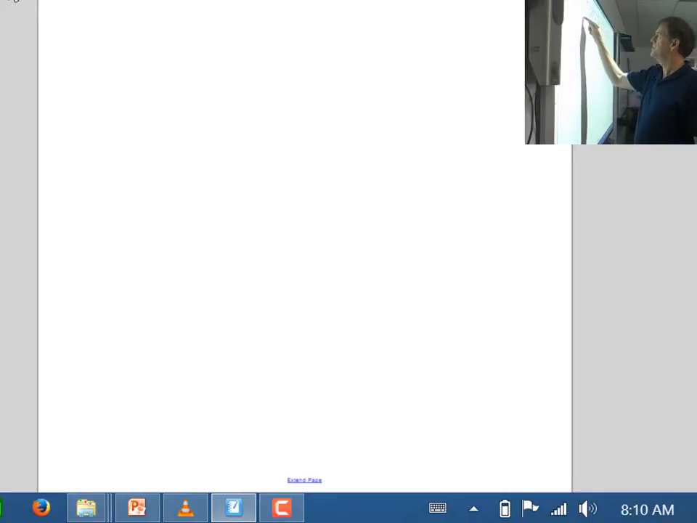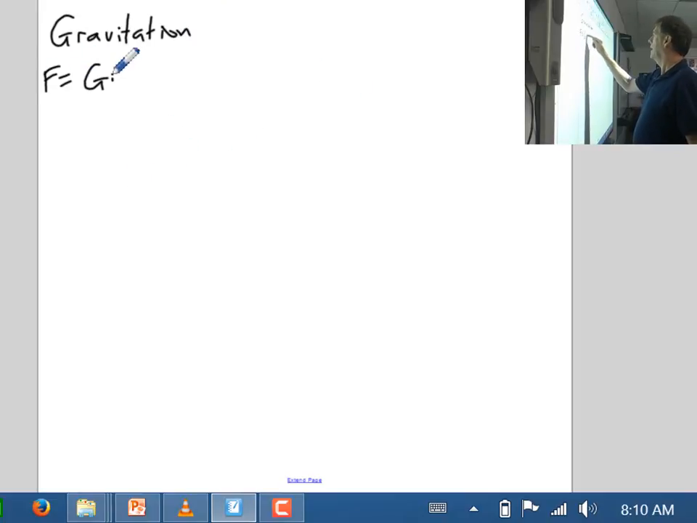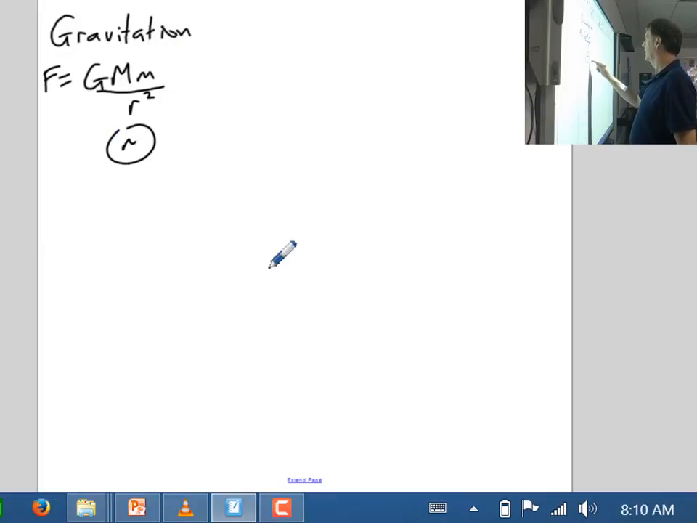Alright, we've looked at gravitation between any two masses. So we use Newton's universal law of gravitation, F = G m1 m2 over r squared. So that's the force between any two masses like that.